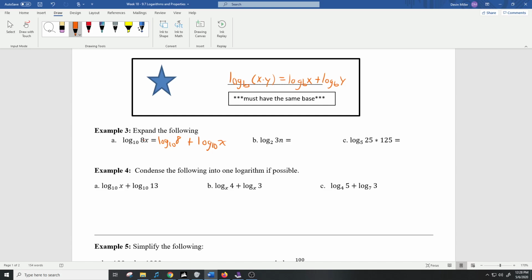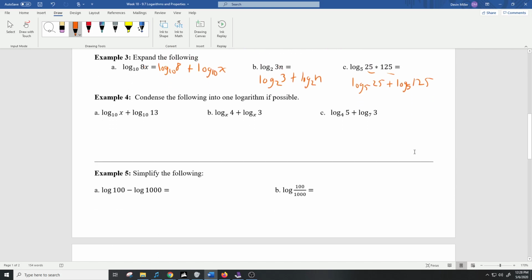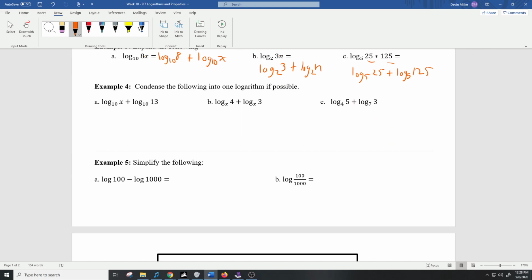For b, if you have 3 times n, same thing. Keep the same base of 2, and the 1 will be 3, plus log base 2 of n. And the last one, you have 25 and 125, log base 5 of 25, plus log base 5 of 125. Keep the same base and just separate what's being multiplied together. All right, now we're going to try some more condensing ones, put them back together.